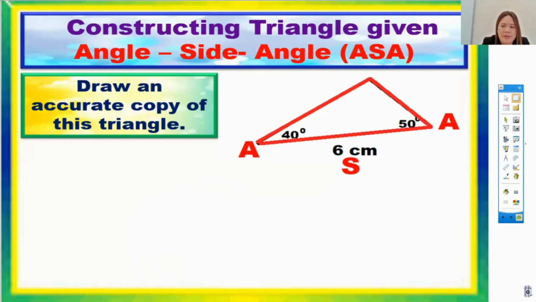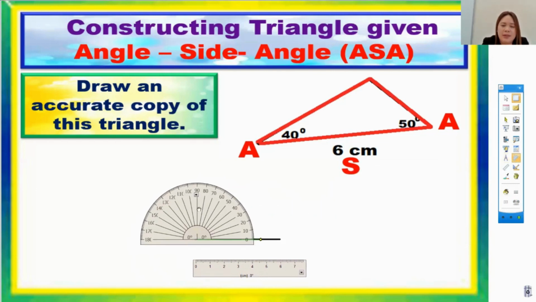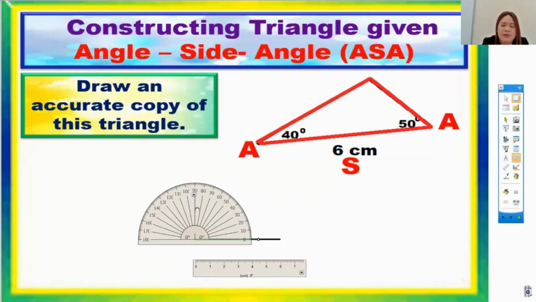So let's start year 8 by drawing a side which is 6 centimeter long. So I'm going to have here 6 centimeter long one side. All right, so that's the first step. The second step is to use a protractor to measure the angle at one end, which is 40 degrees. So put a mark on 40 degrees, just a small dot to represent that this is 40 degrees.